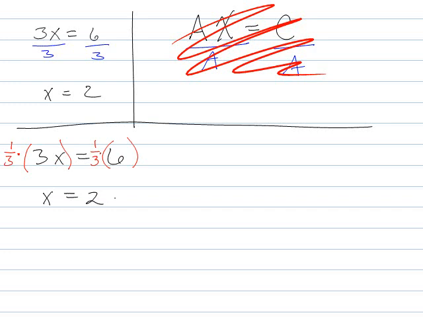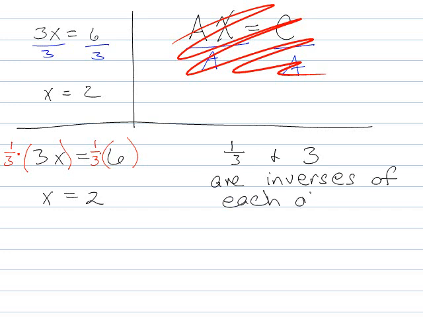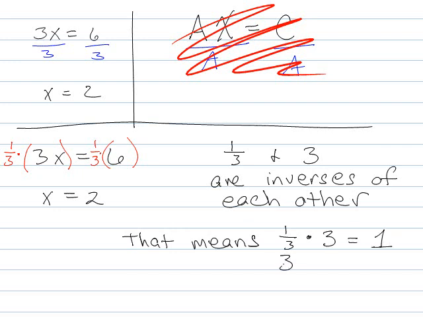And you might say, well, that's just cheating because you divided by 3 anyway. Yeah, but semantics is actually important here. 1/3 and 3 are what we call inverses of each other. Okay, so we've talked about inverse functions. 1/3 and 3 are inverses of each other. That means that if we multiply 1/3 times 3, we get 1. Or if we multiply 3 times 1/3, we get 1. So they're inverses of each other.